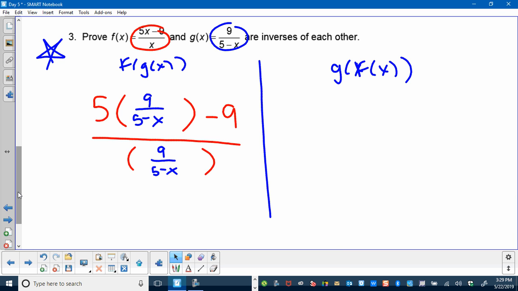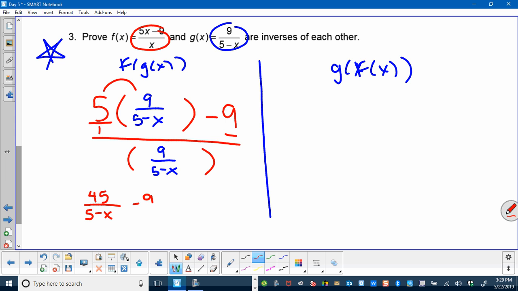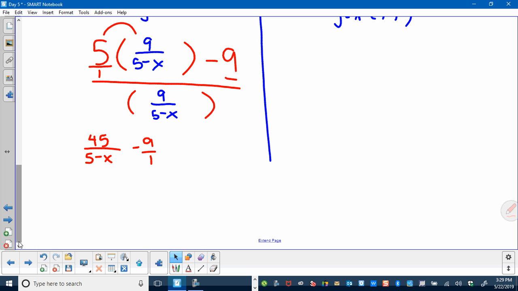Substitute that in. Let me help you with your algebra skills. The first thing you're going to do is multiply the 5. You're going to distribute it through. Really, it's 5 over 1, so 5 times 9 is 45, over 1 times all of that, which on the bottom is still 5 minus x. Then you have to copy down this minus 9. I'm going to put it over 1 because I have a feeling I'm going to have to find denominator things. And that's all over 9 over 5 minus x.